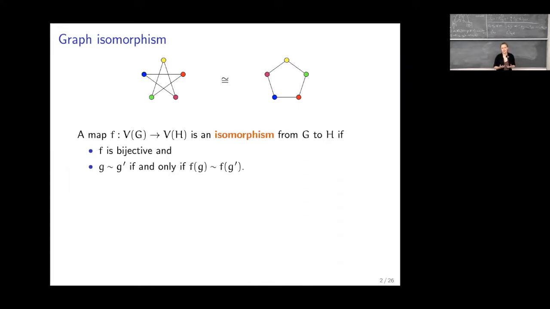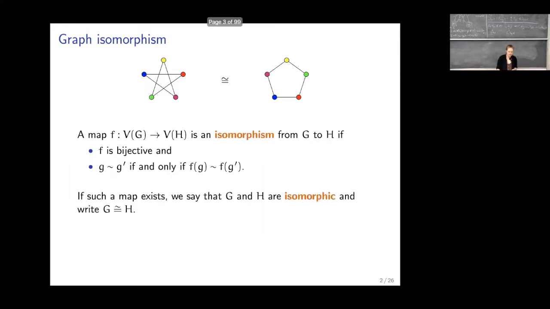We want this f to be a bijection, taking vertices of my graph G to those of H, and we want it to preserve the structure of the graph, so it preserves adjacency and non-adjacency. I'm going to denote isomorphism of two graphs using this congruence symbol. When I talk about a relaxation or variant of graph isomorphism, I'm going to put subscripts on the congruence symbol, for instance, Q for quantum isomorphism.